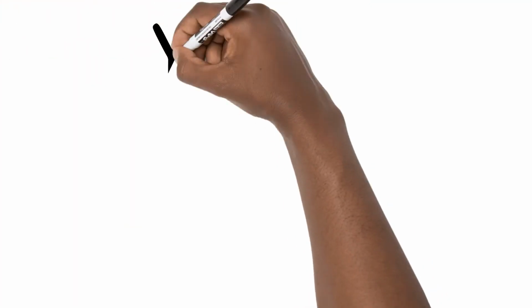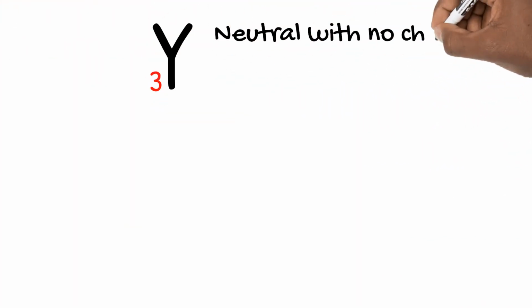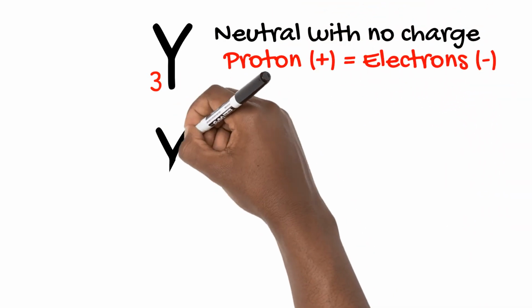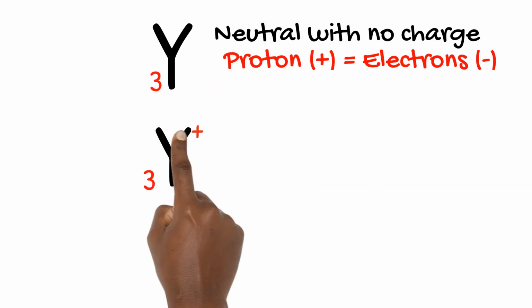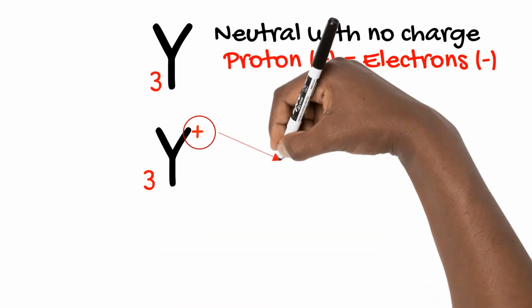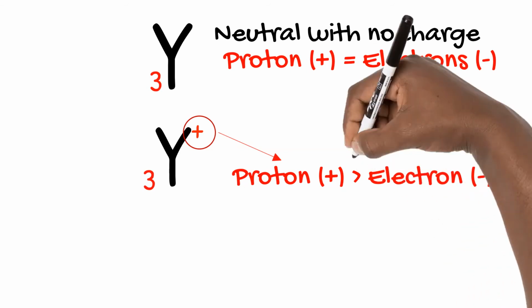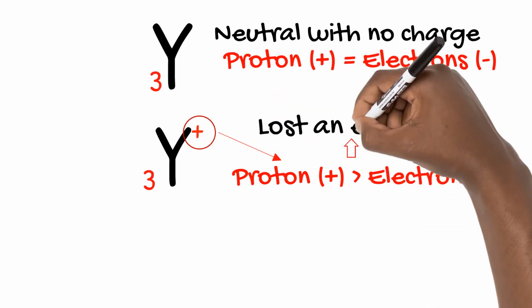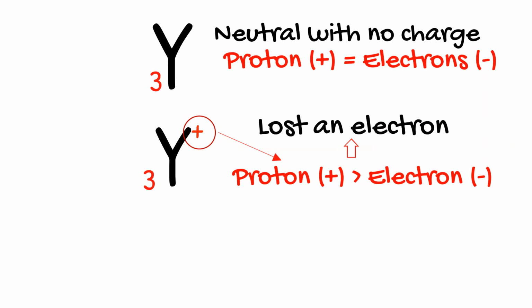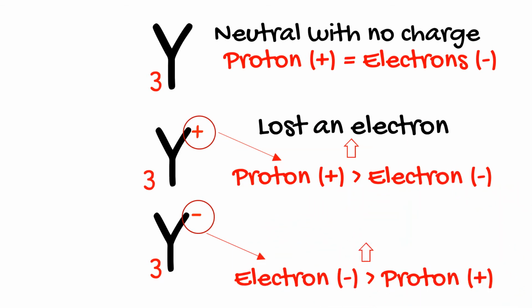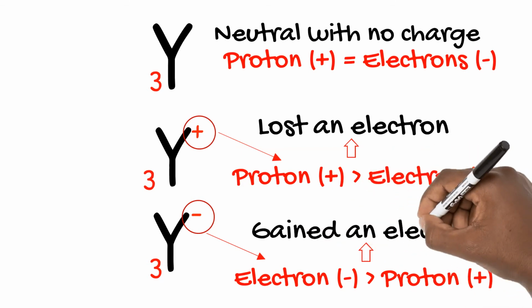So element Y can be like this with no charge next to it because the number of positive protons equals the number of negative electrons. Or Y can be represented with a positive charge next to it, because this positive charge means there are more protons than negative electrons, which means that Y has lost an electron. And if Y is represented with a negative charge next to it, it means that Y has more electrons than positive protons, which means Y has gained a negative electron.